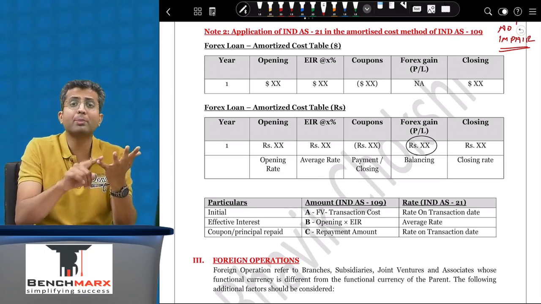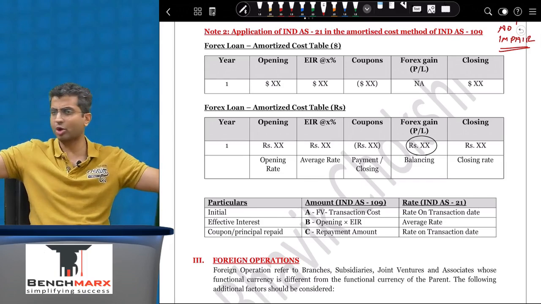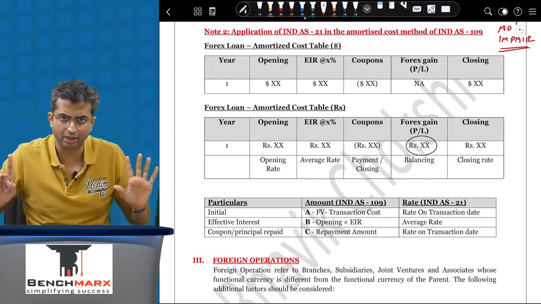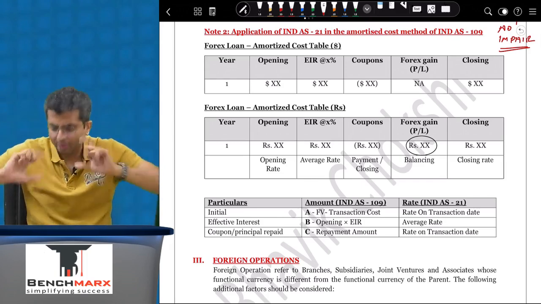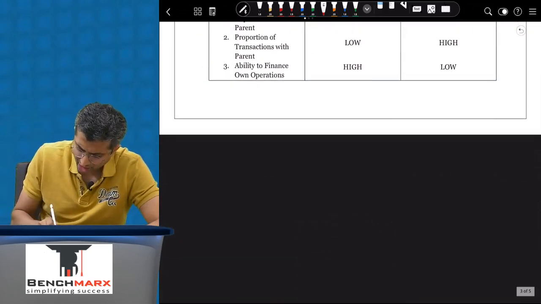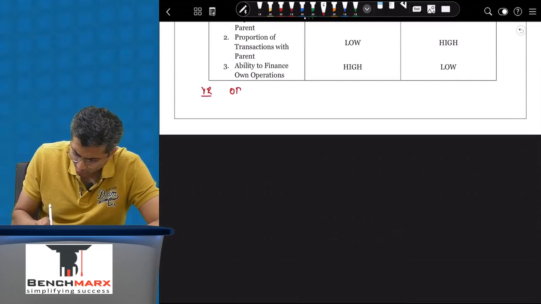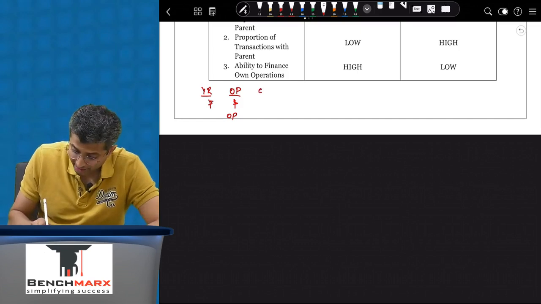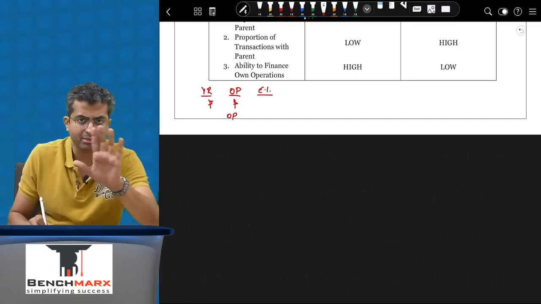What should you do? You should prepare an amortized cost table in the foreign currency, and then each item you will convert at the respective rate. So when you look at the typical amortization table, you will start with years and then the opening balance. The opening balance in dollars has to be converted at the opening rate. Achha, why should this opening balance change? Typically because of effective interest. I'm writing it in short.